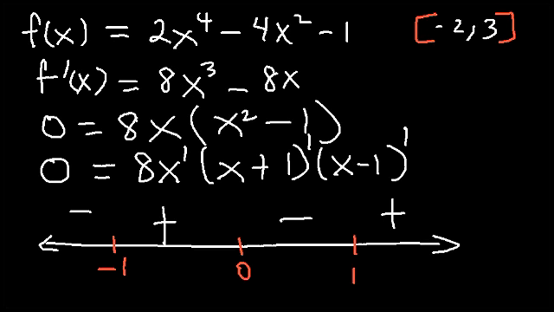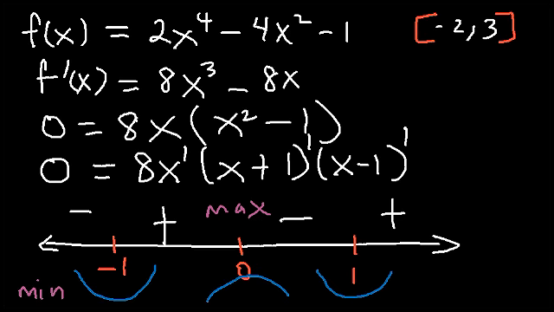Now at -1, the function decreases and then it increases. So we have a minimum value at -1. At 0, notice that it increased then decreased. So we have a local max at 0. And then at 1, it decreases then it increases. So we have a minimum at 1.